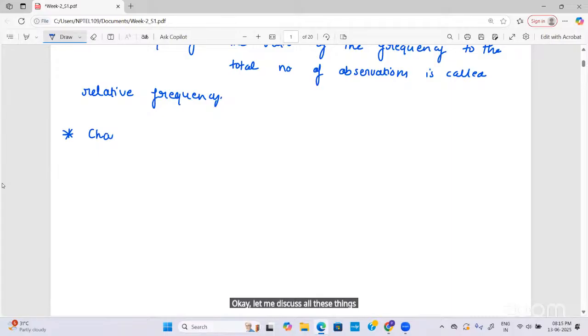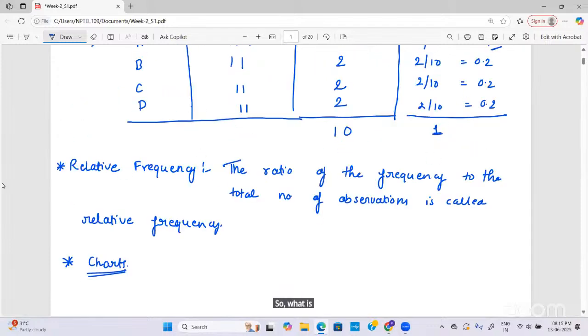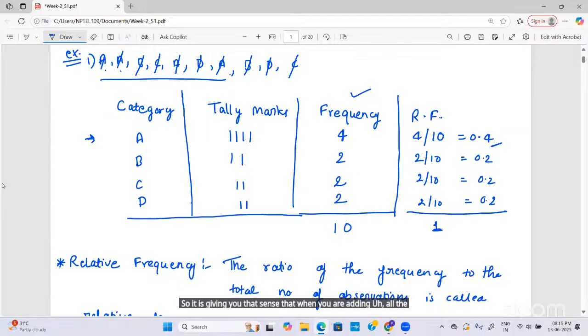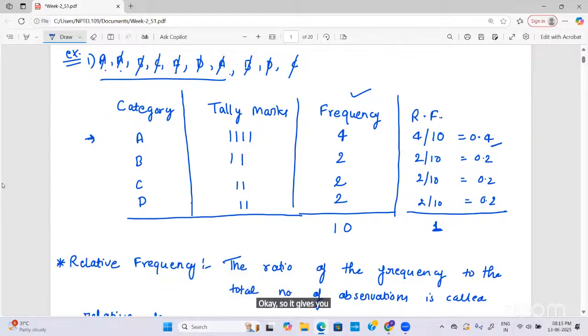Ma'am, I have a doubt in this same concept. When you add all the relative frequencies, they add up to one. What is the significance of one? I mean, how will we use this one in the question? See, it gives you an idea that the entire should be 100% or 1. So when you are adding all the relative frequencies, it gives you a sense that it is a total.